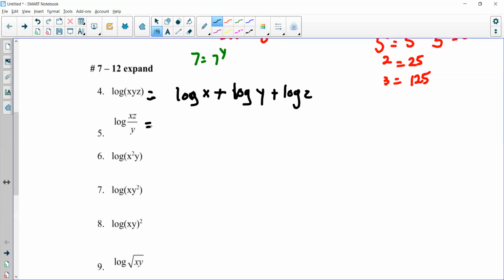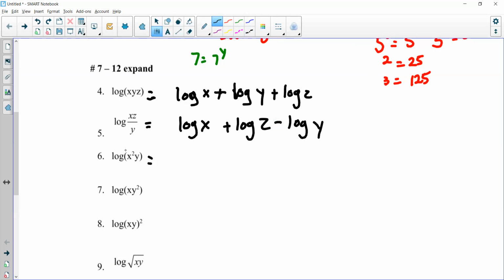Let's talk about the next one. Uh-oh, now we're dividing. But don't worry. When you divide, all that means is subtraction. So for number 5, you're going to get log x plus log z. And since y is in the denominator, you got to put a minus log y. So keep in mind, when you're multiplying, you add it. When you're dividing, you subtract it.